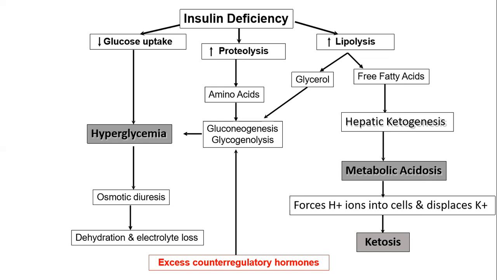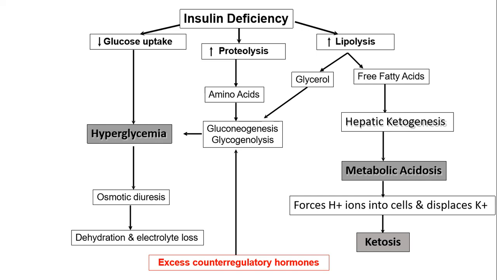the body has a lot of free fatty acids. And if there's free fatty acid breakdown in the body by the liver because of hepatic ketogenesis, then this type of patient will manifest what we call metabolic acidosis, which is leading to forced ions into the cells and displaces potassium, resulting in ketosis.